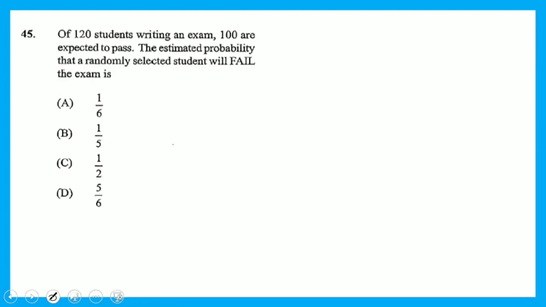Number 45, it says of 120 students writing an exam, 100 are expected to pass. The estimated probability that a randomly selected student will fail the exam is, all right, how many students are going to fail if out of 120, 100 are expected to pass? That means 20 out of the 120 will fail. We simplify that to get 1/6.